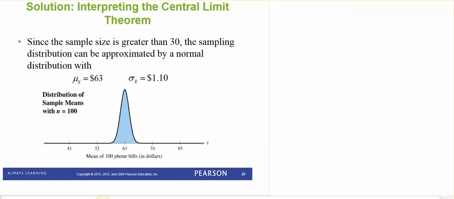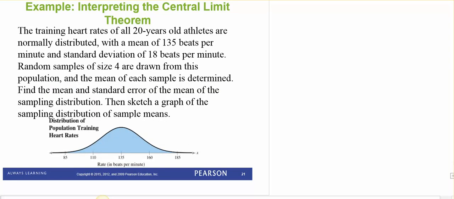Okay, so then they say, well, how do we use the central limit theorem to talk about any of this? And it says the sample size is greater than 30, so the sampling distribution can be approximated with the values that we found. And we can consider that the distribution of all the samples is normal, even though we don't know anything about the population. I know this sounds like a bunch of jargon, and I guess it probably is. So let's look at another example to see how some of this is related.